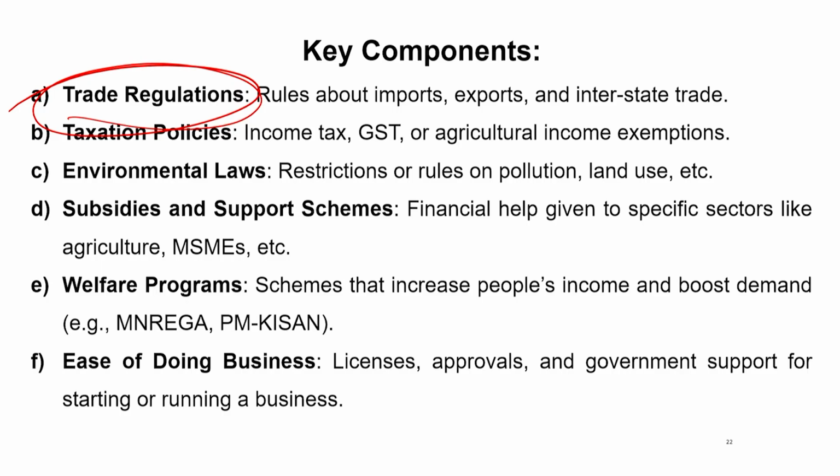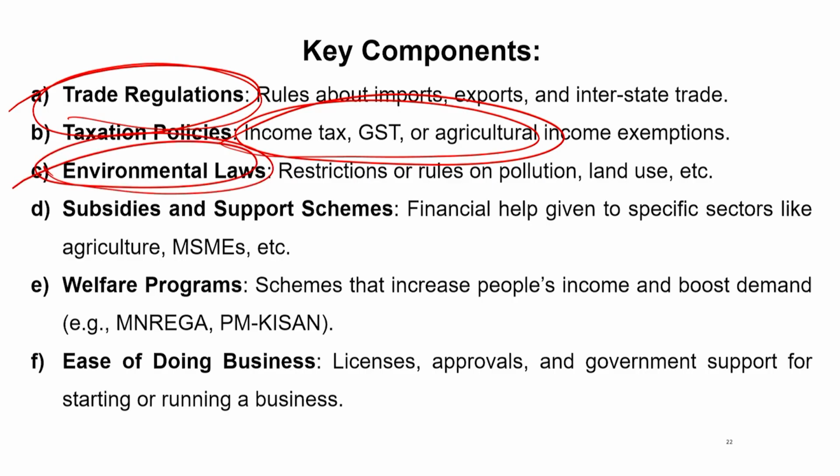So if you don't follow those rules, you can't get that product. Taxation policy: income tax, GST, there is a slab, and we have to pay this income tax. If we don't do this, business can't exist. Environmental law: yes, we can't harm the environment. There are some laws made by the government that we have to adhere to.